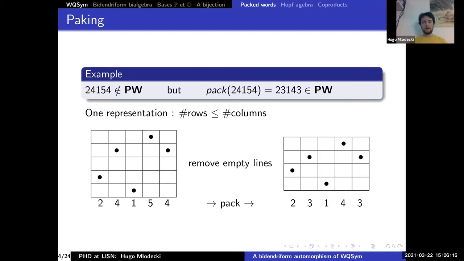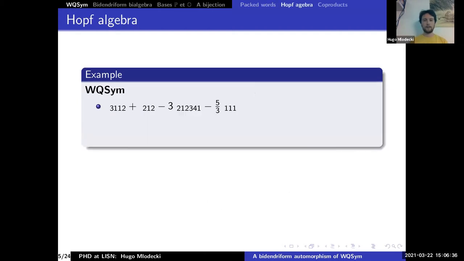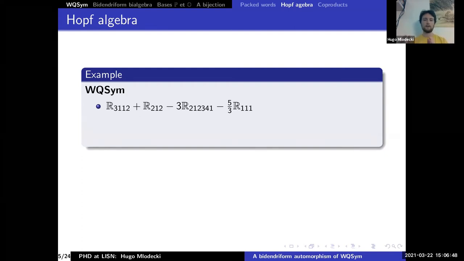So what about WQSym? WQSym is a Hopf algebra on packed words. What we want to do is deal with linear combinations of packed words. Here is an example. To be clearer, we will use a letter to fix that: on the right of the letter is the packed word, and on the left is the coefficient. So here we have a combination of four packed words.